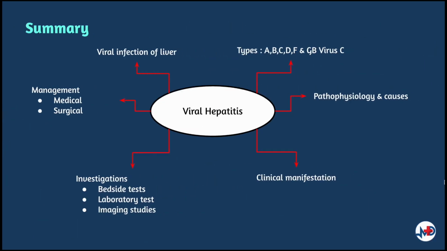So in summary, we have looked at viral hepatitis, which is the viral infection of the liver. There are various types of viral hepatitis, which include hepatitis A, B, C, D, E, and GB virus C. We have seen the pathophysiology and causes, the clinical manifestations one would have in terms of acute and chronic hepatitis, the investigations that can be carried out to diagnose as well as to monitor the progression of the disease, and finally, both medical and surgical approaches to the treatment of viral hepatitis and their complications.